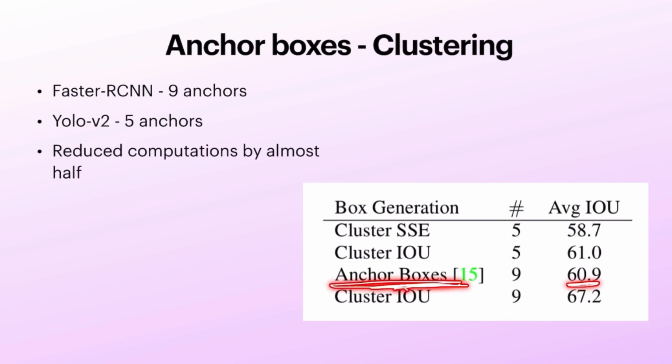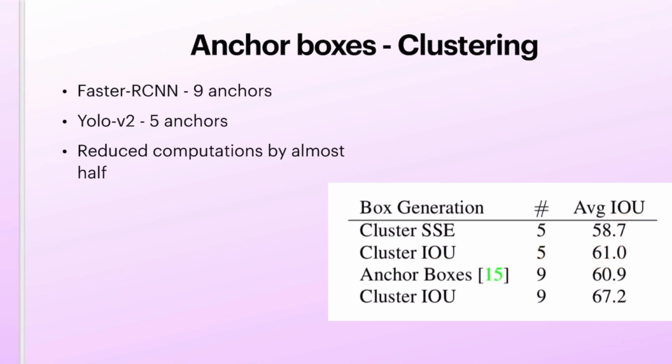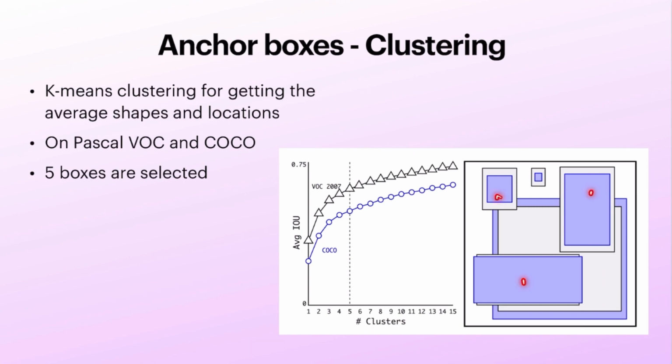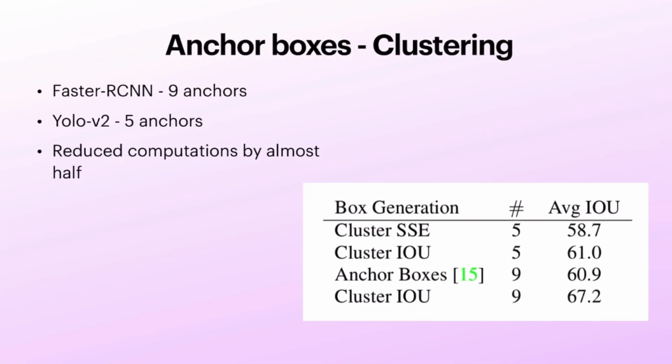This is having average IOU of 60. Whereas if I do clustering on Pascal VOC with only 5 boxes, still I am getting more intersection with the ground truth boxes. That means these 5 boxes representation, whatever we got here, is better than the 9 fixed anchors in Faster RCNN. It has almost reduced the computation by half and keeping almost the same accuracy. Right? So this will solve the problem of poor localization to some extent.